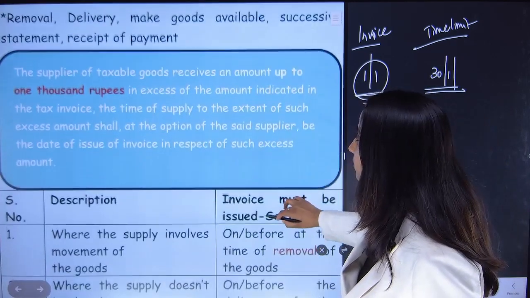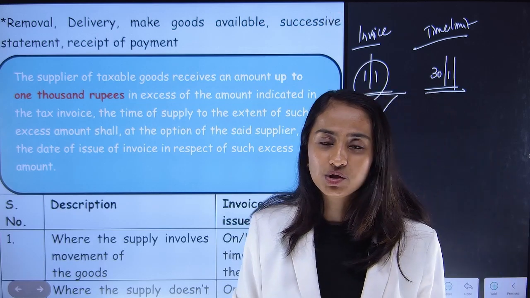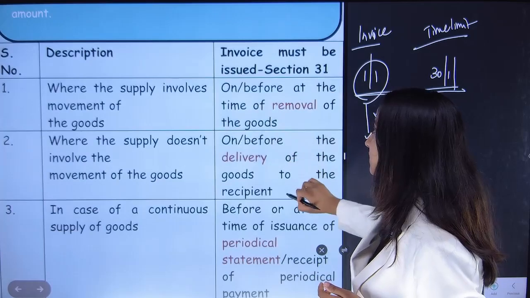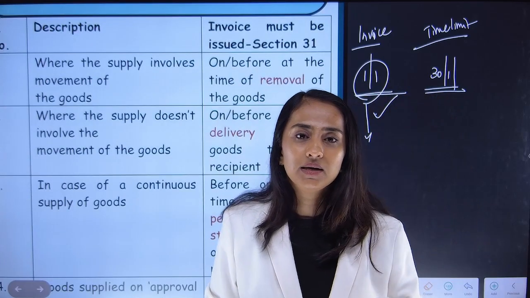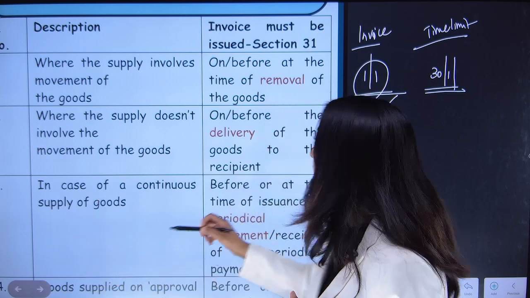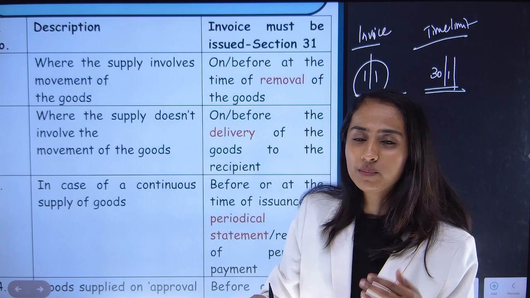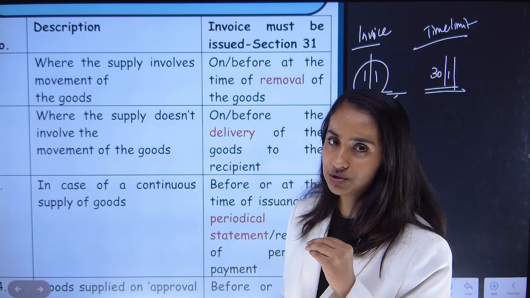Clear? Okay. So coming to Section 31, which talks about the last date for issuance of invoice. Now there are many cases under this. Where the supply involves movement, let's say from Karnataka to Delhi, the movement of goods has to happen. If it involves movement, then the invoice must be issued at the time of removal from the factory gate itself. When it's been removed, at that time itself the invoice has to be issued.